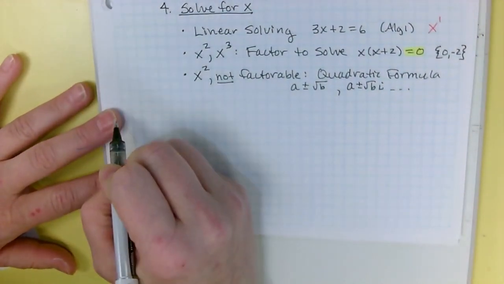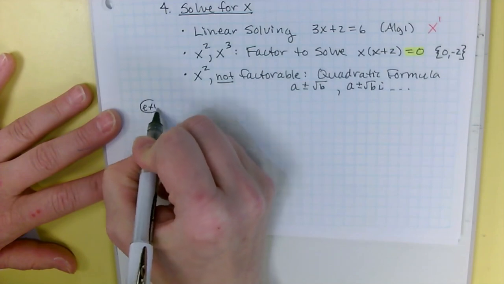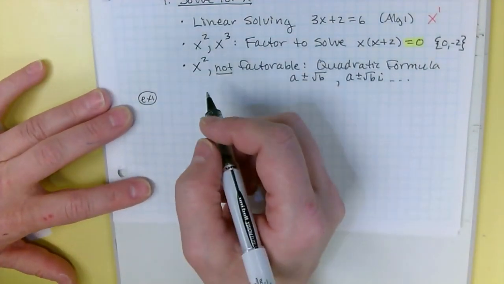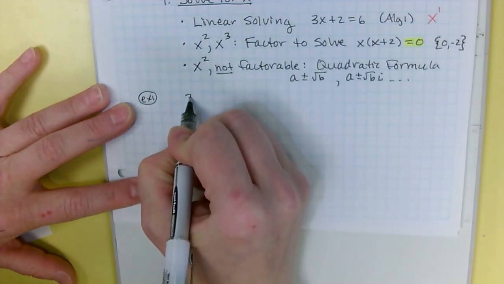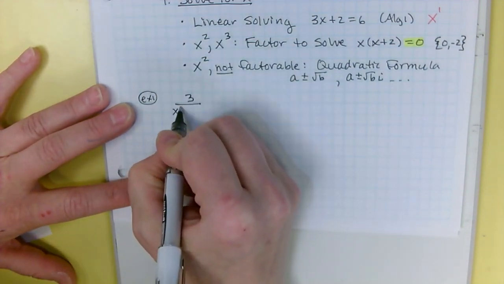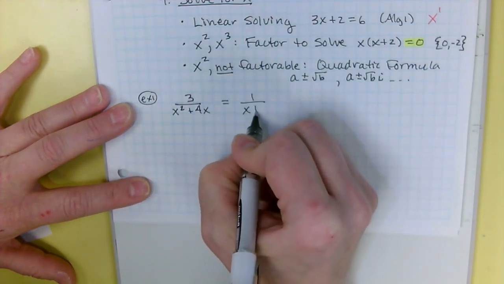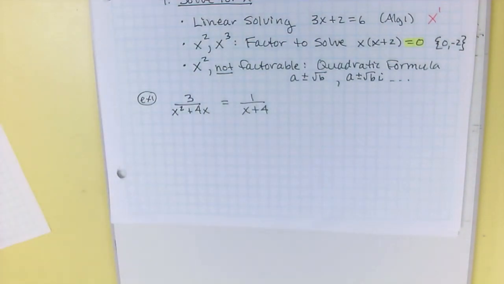All right, we're going to now get to the practice. So example 1. We're going to start easy and then go a little bit more challenging. We're going to solve 3 over x squared plus 4x equals 1 over x plus 4.